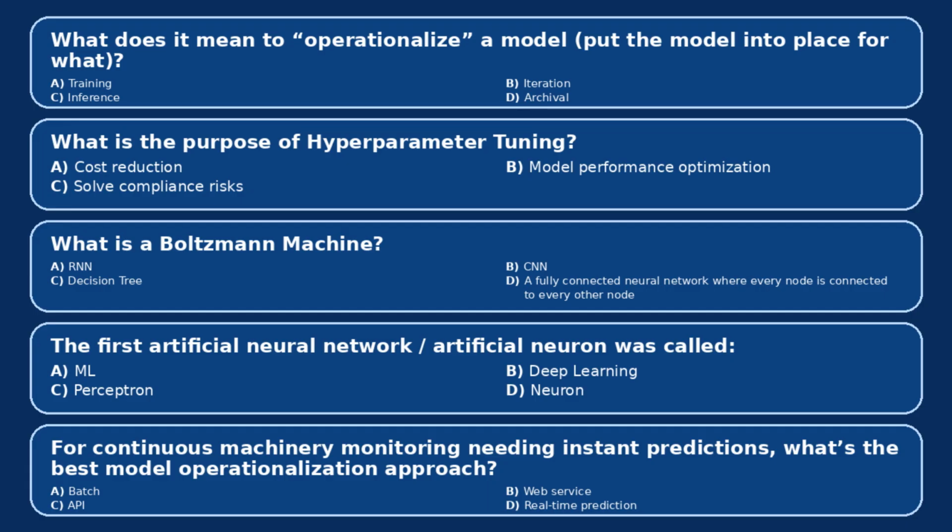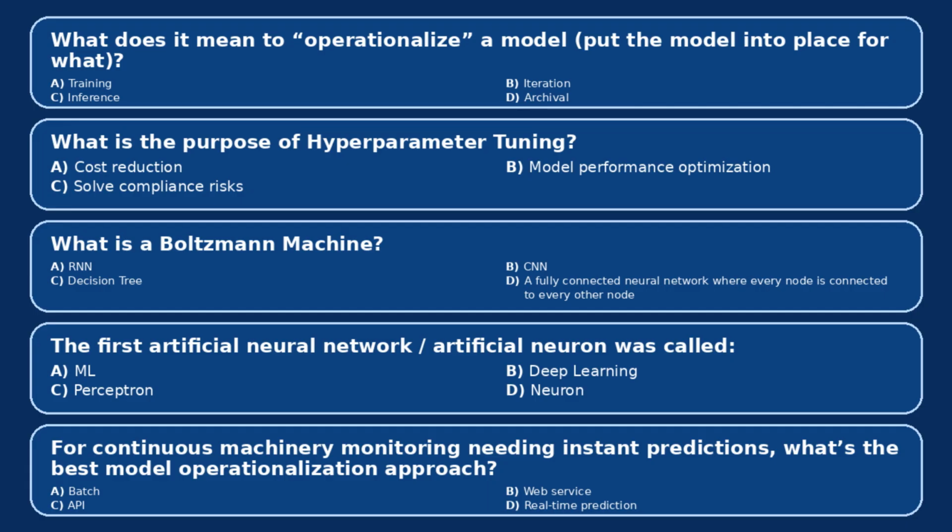inference reliably. Next question. What is the purpose of hyperparameter tuning? Either to reduce cost or solve complex risk or optimize model performance. The right answer is B, model performance optimization. Hyperparameter tuning adjusts settings like learning rate, tree depth, regularization to improve model performance or generalization.